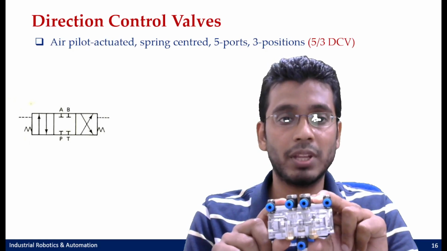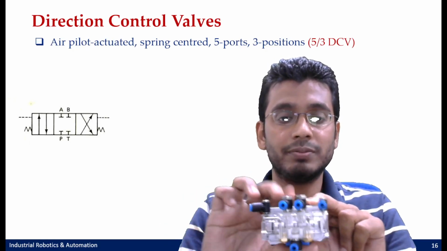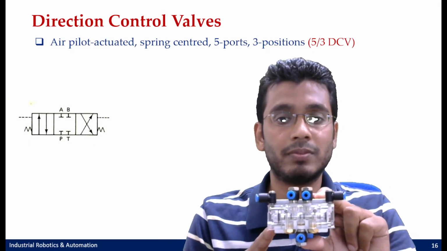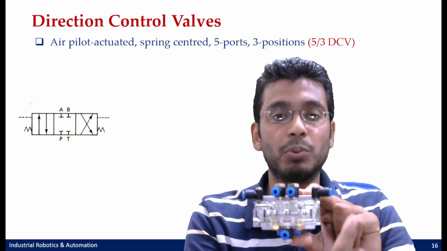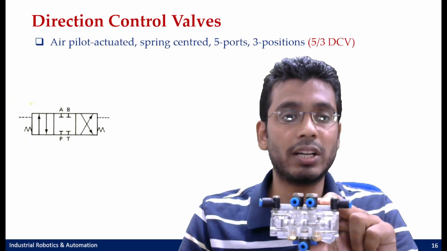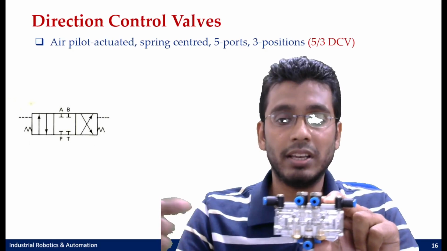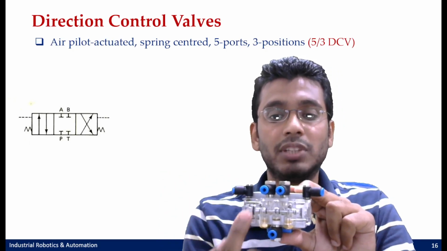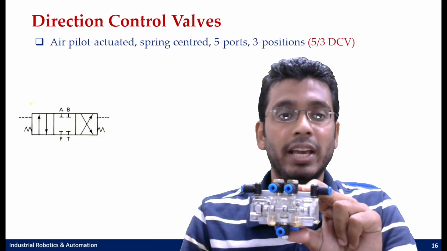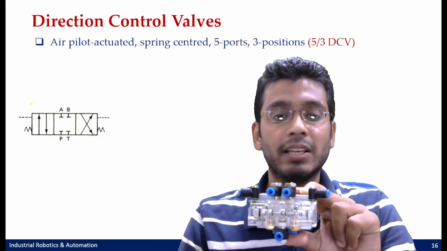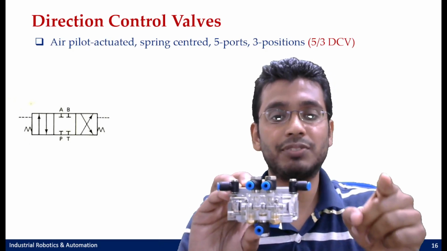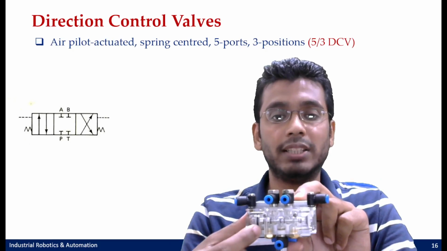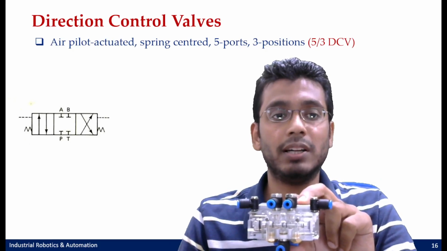So 5. Now what are these 2 ports for? These are my pilot ports, the dotted line ports here. If my pressurized fluid comes here, that would shift the spool towards this side and engage one of the positions. And again, if my pressurized fluid line comes from this side, it would shift the spool towards the other side and engage my other position.